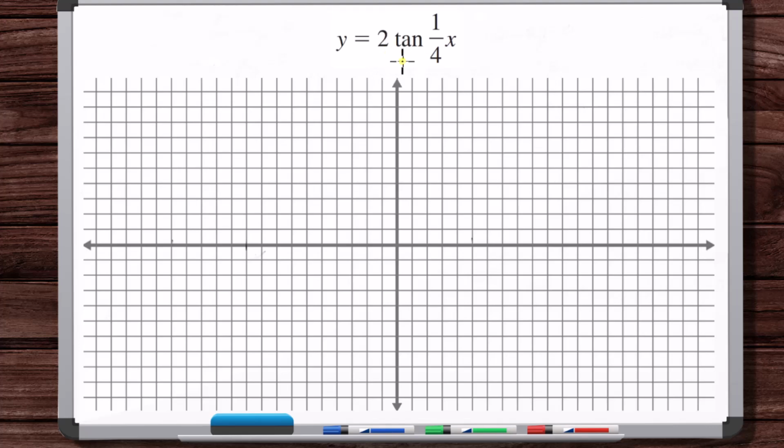Okay, here we can see that the basic y is equal to tangent x has been scaled up about the x-axis by a factor of 4 and about the y-axis by a factor of 2. So the period starts at pi, and it's been scaled up by 4, so the period is now 4 pi.